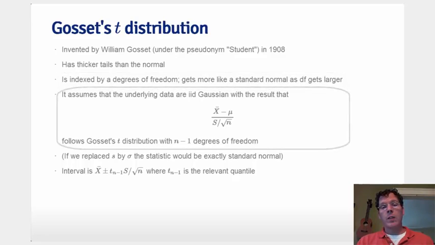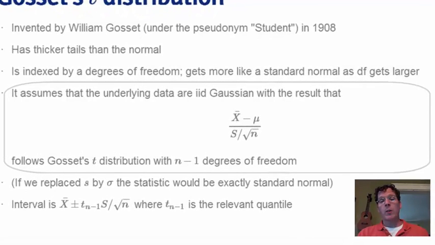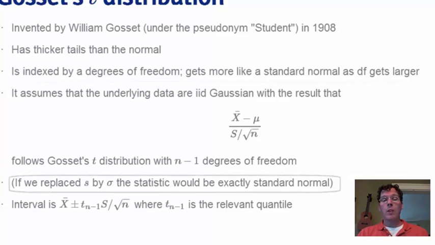The reason for the t-distribution is as follows. If we take x bar, subtract off the mean, and divide it by the estimated standard error for IID Gaussian data, it in fact is not Gaussian distributed. If we replaced s by sigma, it would be exactly standard normal. However, when we replace sigma by s, it no longer has the distribution of a standard normal. Instead, it has a t-distribution.